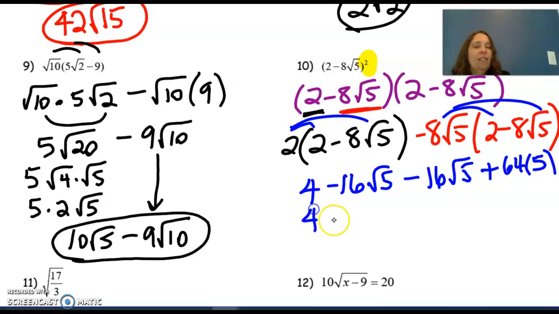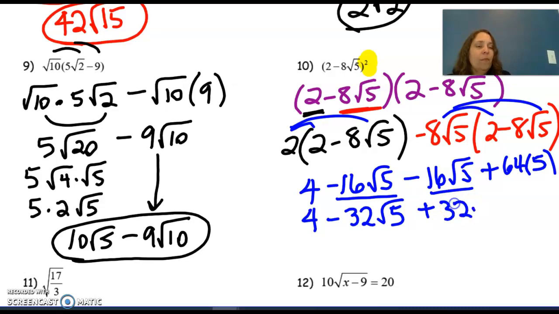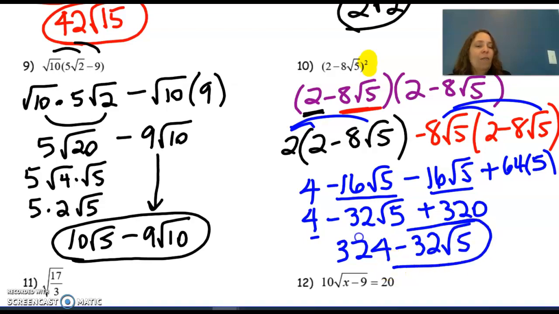Okay, let's see if we can tidy this up here. We have a 4. Then we have 2 like terms. They both end with the same radical. So negative 16 and negative 16 makes a negative 32 with a radical 5 at the end. And then plus 64 times 5, you can check that out in your calculator and see what happens. I believe you should get 320. So put that all together and you'll get a 4 and a 320 that are like terms. So you get 324 minus 32 times the square root of 5.